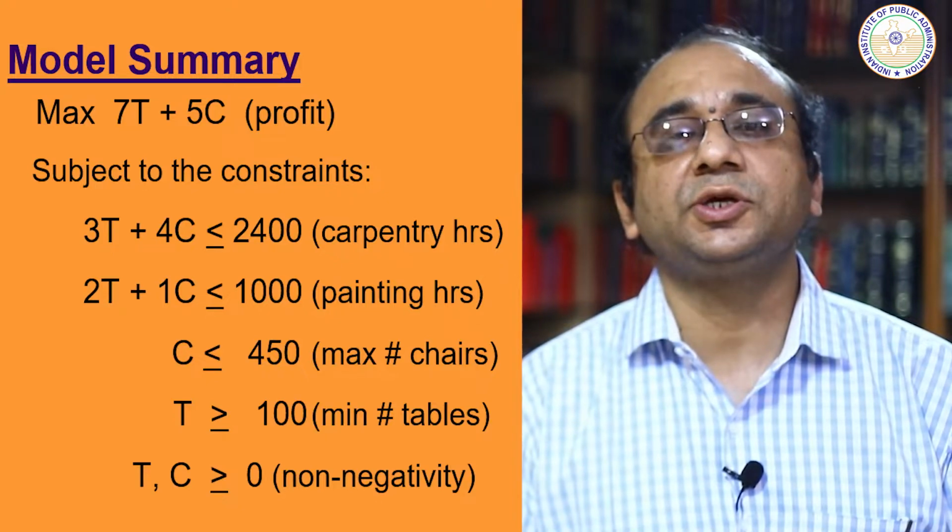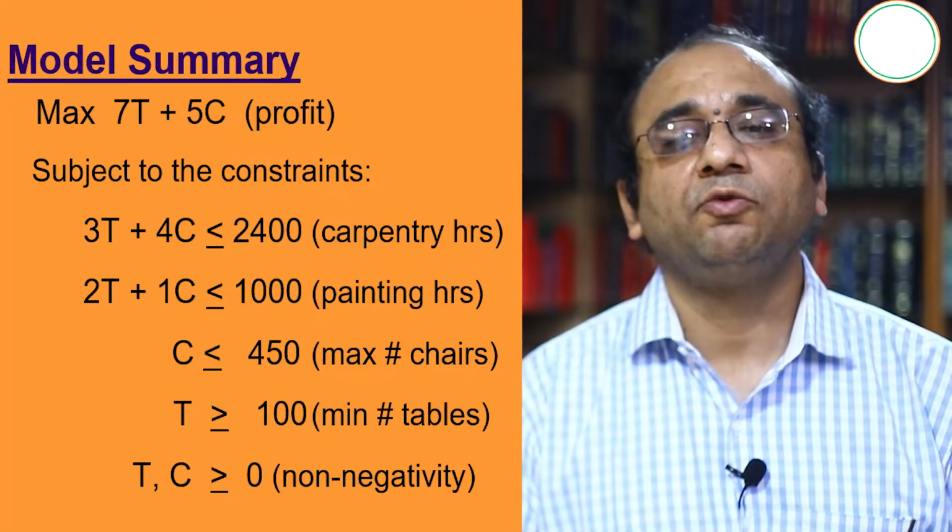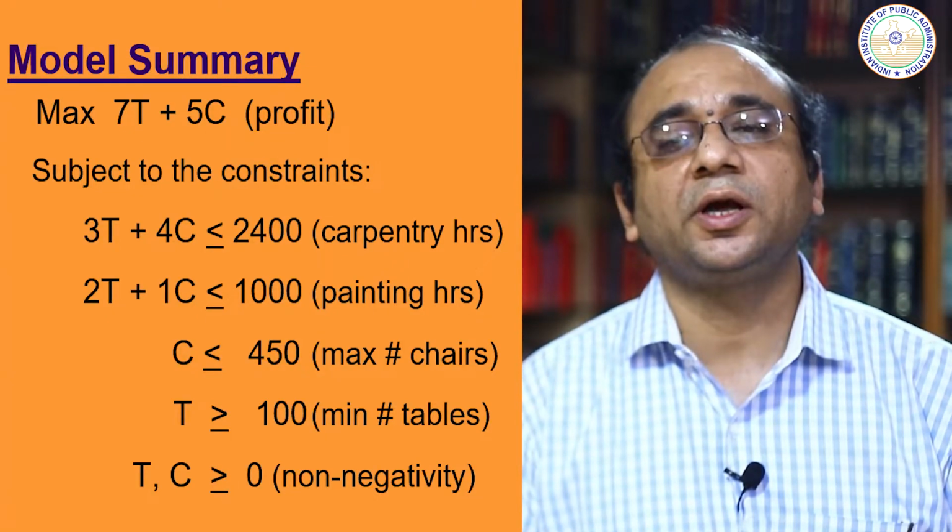And finally, I mentioned we are going to have a non-negativity constraint, that the number of tables and chairs would always be greater than or equal to 0. It cannot be negative. So let's understand this model and solve it with the help of the graphical method. We can solve this model with both the graphical as well as the simplex method, but in this session we are focusing on the graphical method. The graphical method is a very simple method. It gives you very deep insights into the problem and a very important solution.